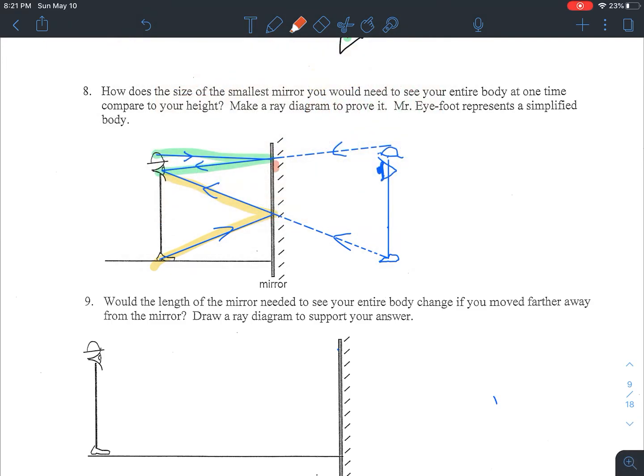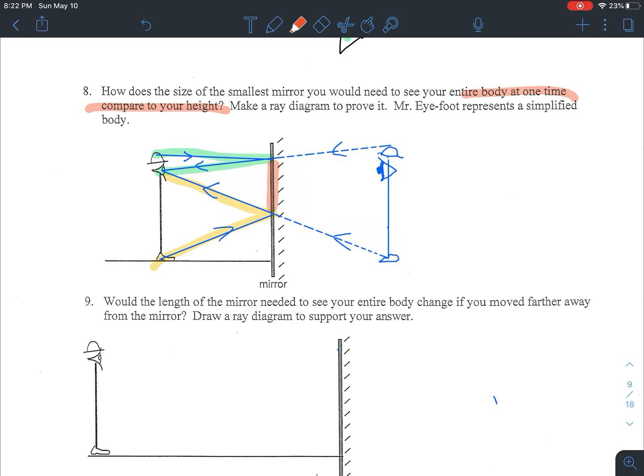And the size of mirror that we would need would be this size mirror. So you don't need to actually have a full-length mirror to see your whole body. We'll get to the size in a minute. This one actually does say, compared to your height.